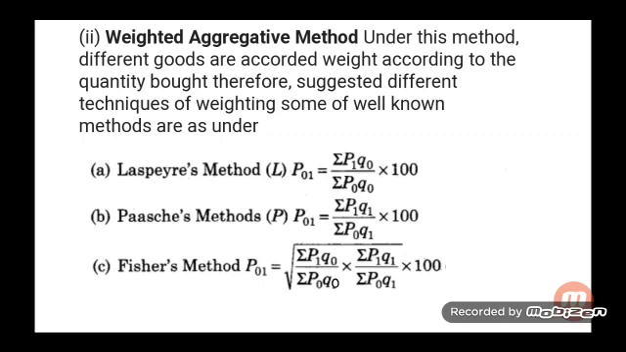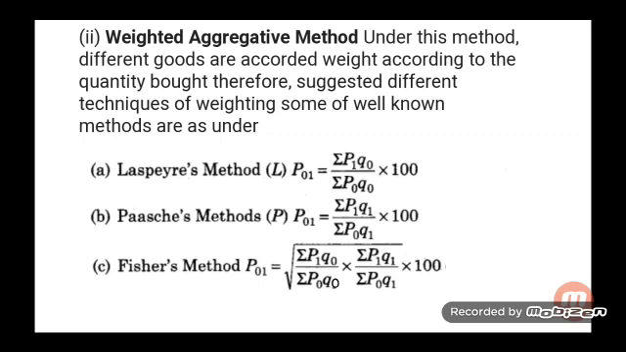In my last video I explained how to solve questions related to the simple aggregate method and the weighted average method. Now in this video we are going to learn what the weighted aggregative method is. Under this method, different goods are accorded weights according to the quantity bought, and therefore different techniques of weighing have been suggested. Some of the well-known methods are as under.